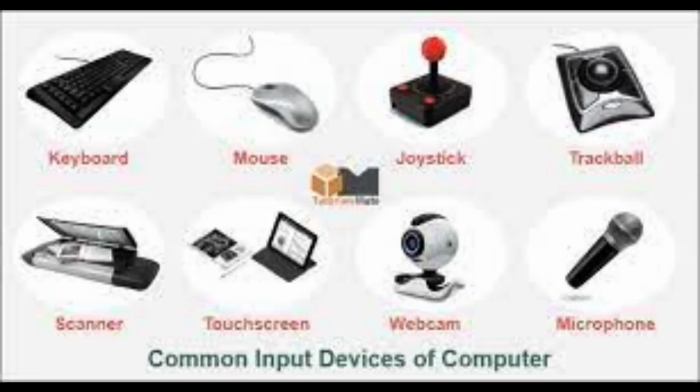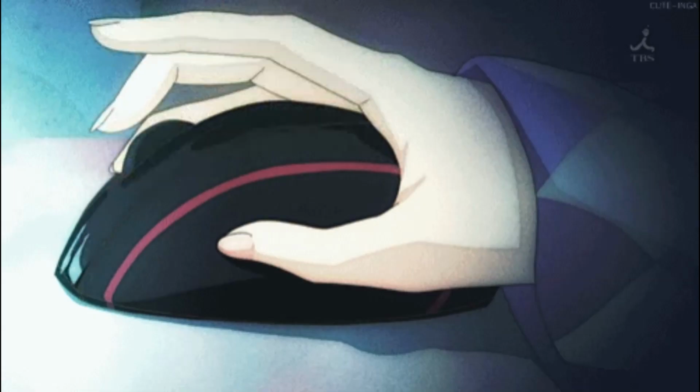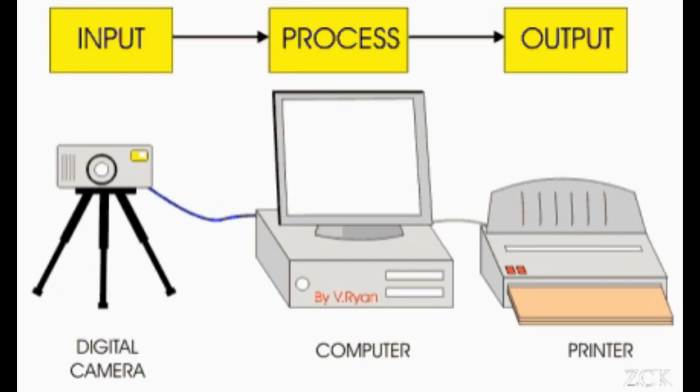Input devices enable the user to interact with the computer by providing input, such as typing on a keyboard or moving a mouse. Output devices, on the other hand, display or present information to the user, such as the images on a monitor or printed pages from a printer.